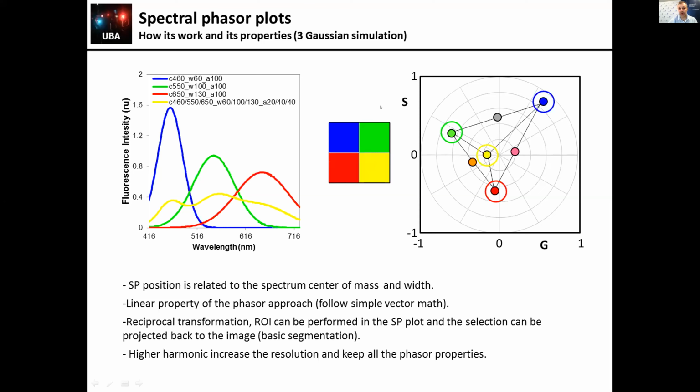So if you want to select a small region on your image, you will isolate where those pixels are in this scatter plot. So summarizing this, one of the most important is the model-free analysis. And of course, if we go to higher harmonics in the Fourier transformation, we will have better resolution, but we will have to take care because we can have more resolution that can basically overlap the pixels from different wavelengths.